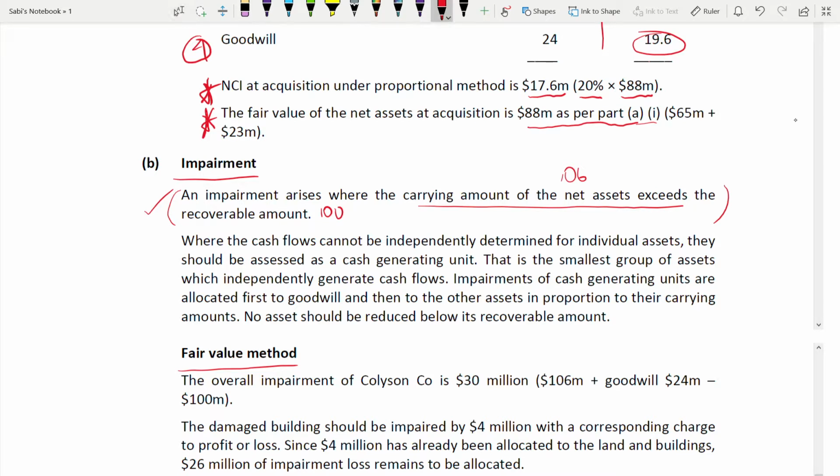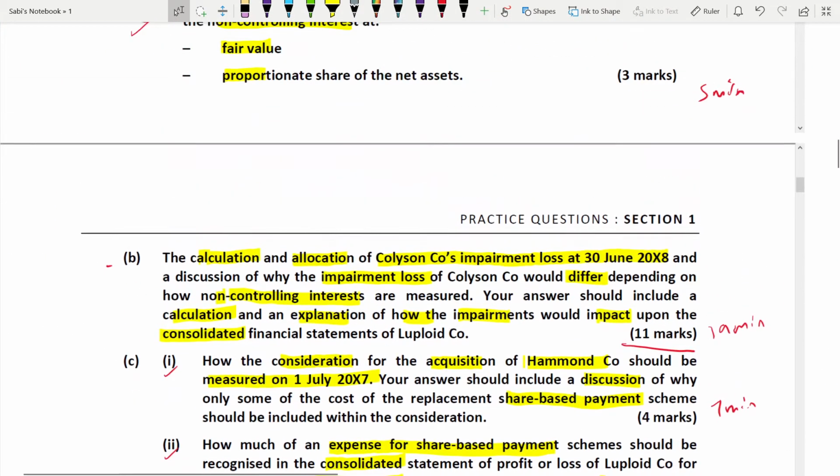Where the cash flows cannot be independently determined for individual assets, they should be assessed as a cash generating unit. You have to talk about cash generating unit at this point because you can see there are so many assets given here. You need to allocate this impairment. Whenever the allocation of impairment comes, you have to talk about cash generating unit. Because in the requirement, if you see here, allocation.